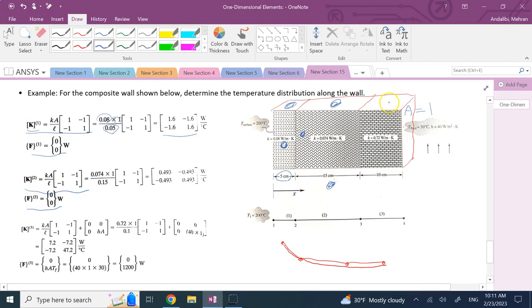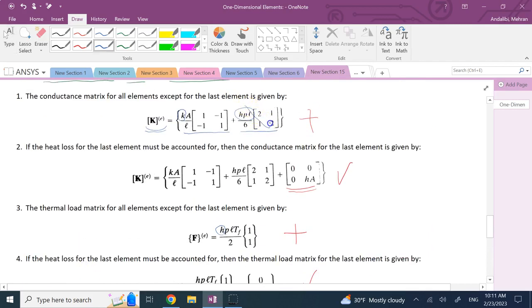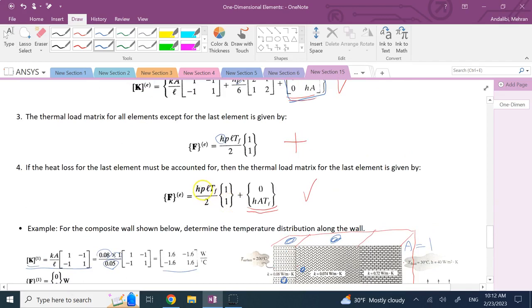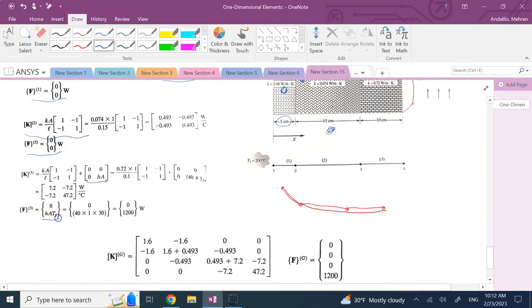Now for element 3, nothing on the perimeter, so again for element 3 this term is 0. But you have to account for the heat through it, so this term you cannot neglect because there is some convection on the right side of it. This is for convection on the right, this is for convection on the perimeter. There is nothing on the perimeter, but there is something on the right, so this term you have to account for, and that's what you can see here. And again, if you go to the load, this term, which is the perimeter, is going to go to 0, but this term is not. So that's what you can see over here. So this is K of member 3, and this is F of member 3.